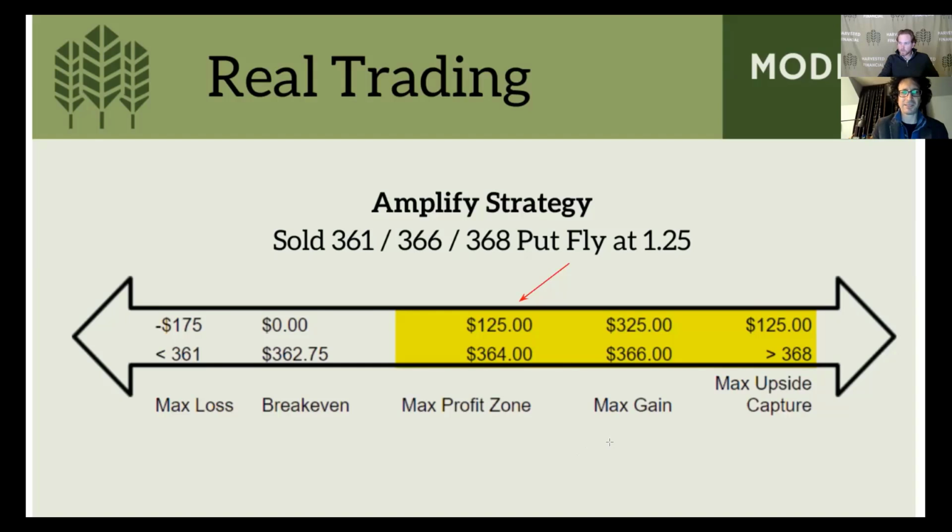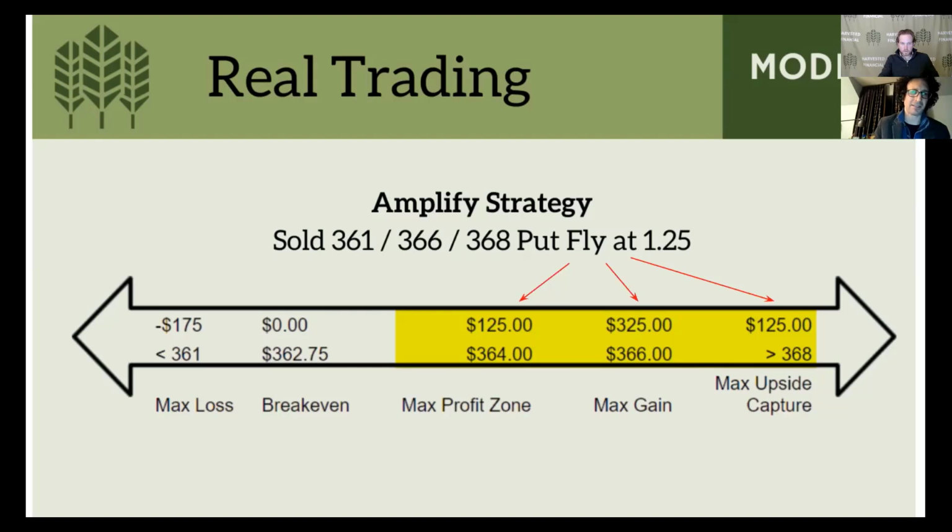So here at 364, we would make $125. 366 would be our max point, and we would make $325. And then eventually you get up to 366 and the stock keeps running, even up to 388 or 398, you would still make your $125. That's why the greater than sign is there.